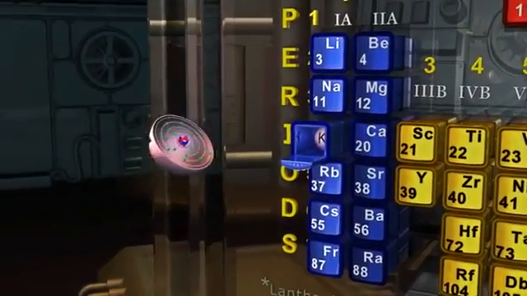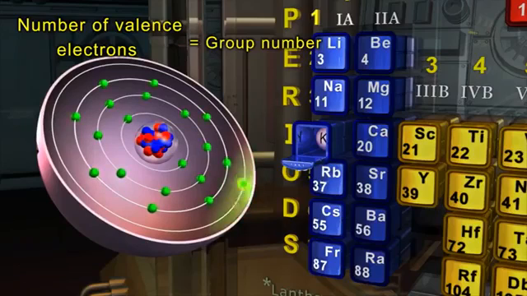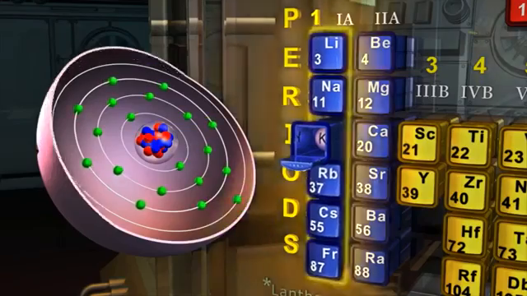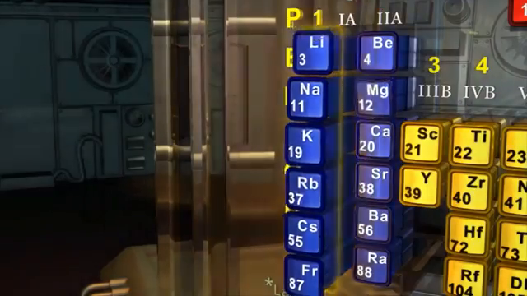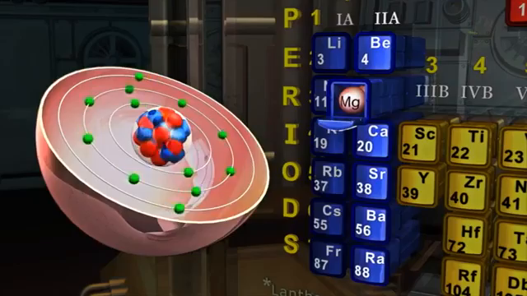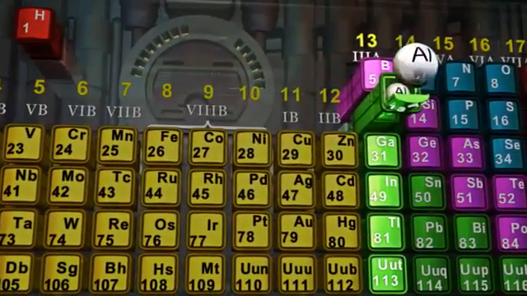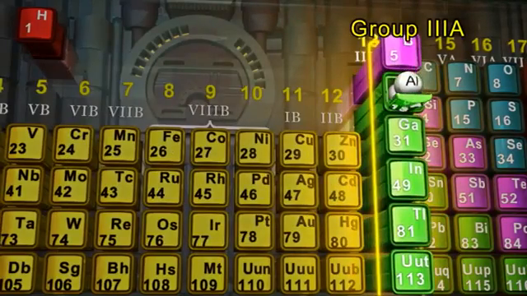The number of electrons present in the outermost or valence shell of an atom decides the group number of that element. Thus, potassium with 1 valence electron fits into group 1 of the modern periodic table. Magnesium with 2 valence electrons is placed in group 2. Aluminium with 3 valence electrons belongs to group 13, and so on.